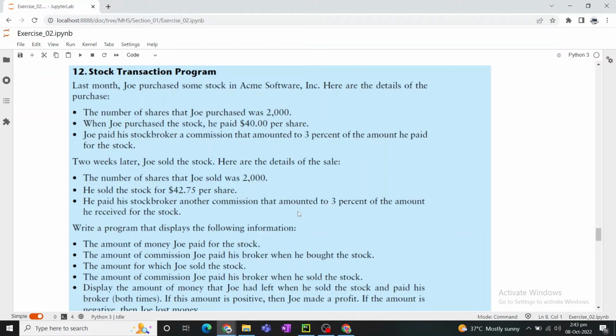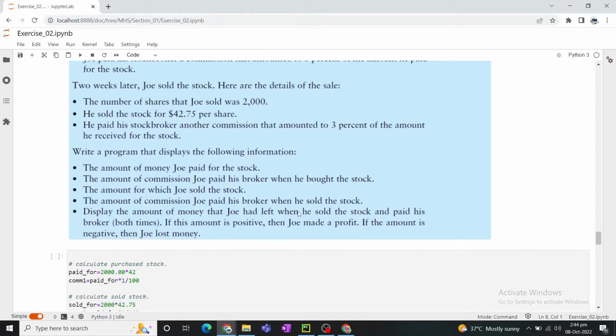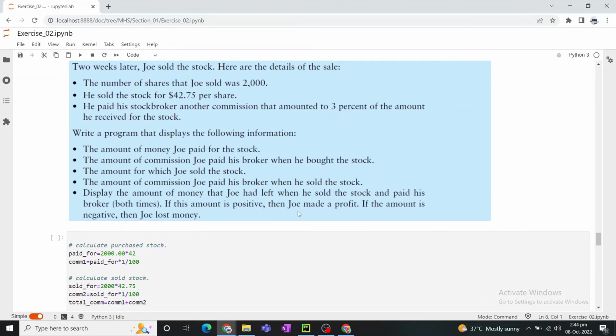Okay, so he paid his stockbroker another commission that amounts to 3% of the amount he received for the stock. So again, he has paid the commission to the stockbroker, amounting to 3% over here. So write a program that displays the following information: the amount of money Joe paid for the stock, the commission he paid when he bought the stock, the amount that Joe sold the stock for, and the commission he paid to the stockbroker. And after that we have to display the amount of money Joe was left with when he sold the stock and paid his broker both times.